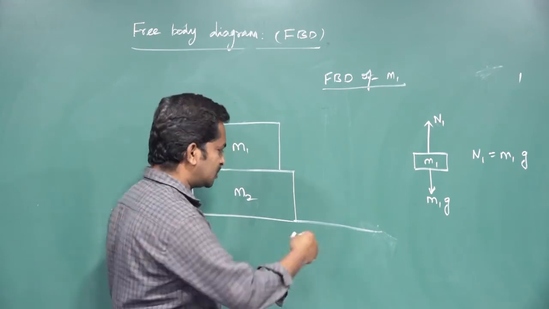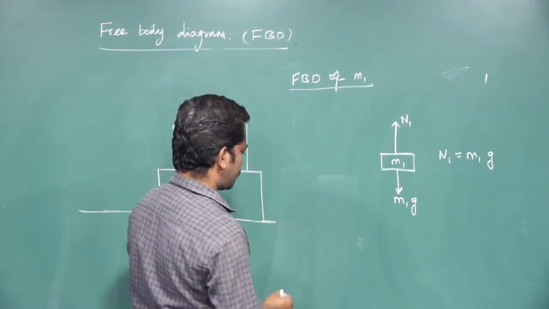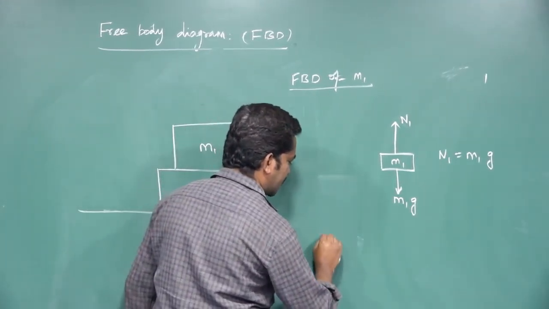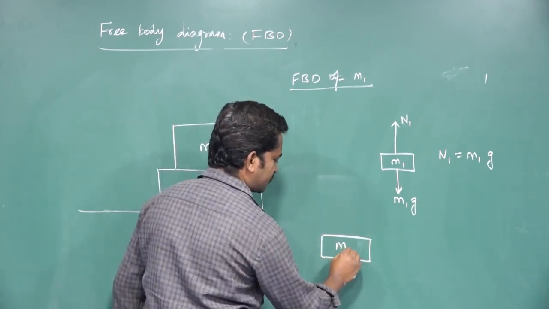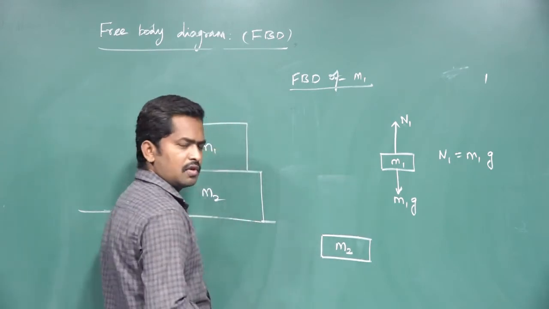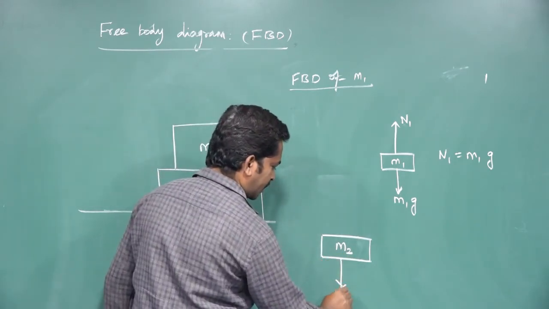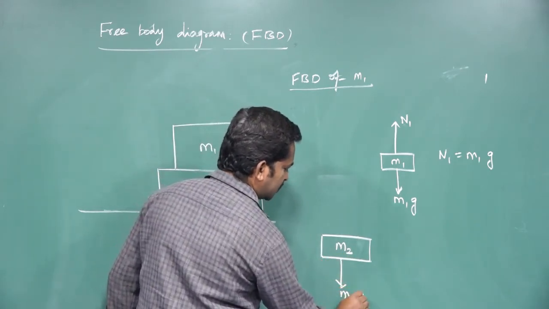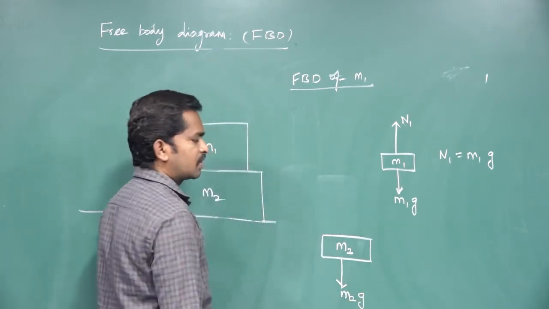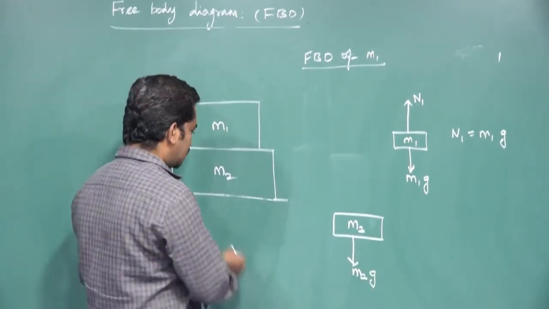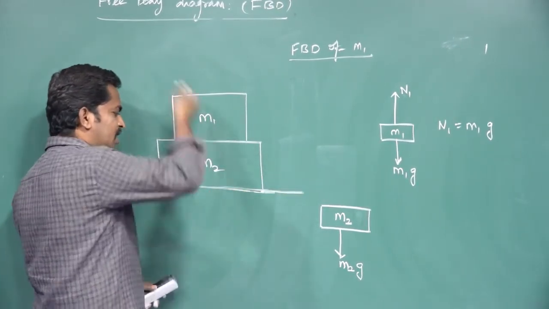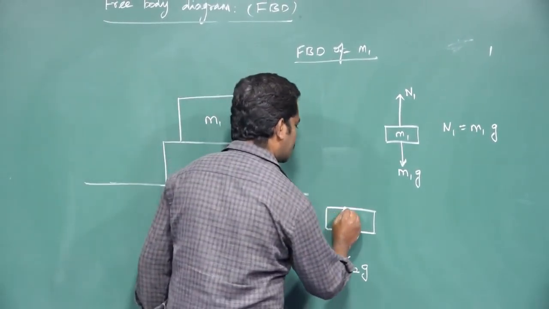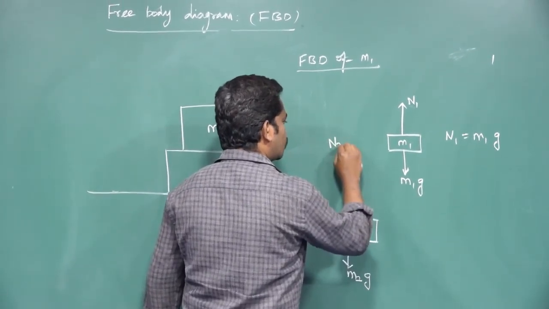And the second one is, what is the FBD diagram of the m2 mass? You know well the weight of the object is m2g. The surface is very important. The surface should act with a normal force. This will be taken as n2.